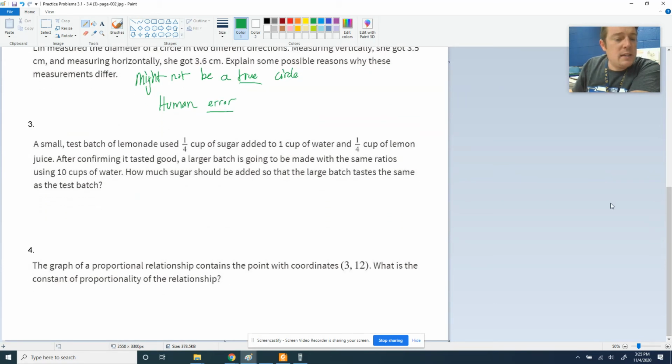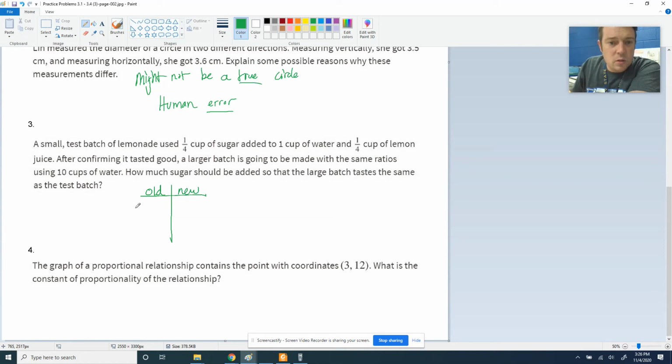A small test batch of lemonade used a 1/4 cup of sugar added to 1 cup of water and 1 cup of lemon juice. After confirming that it tasted good, a larger batch is going to be made with the same ratios using 10 cups of water. How much sugar should be added so that the large batch tastes the same as the test batch? Here's the key. Okay? I'm going to make a table here of the old batch versus the new larger batch.